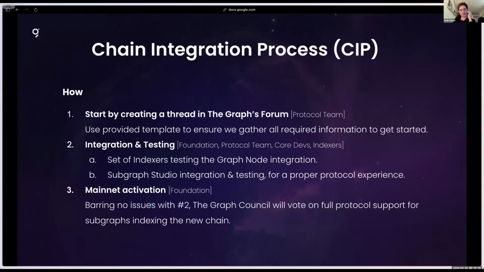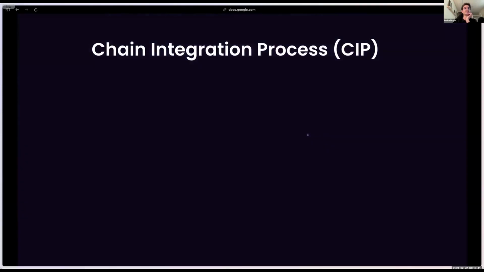And again, this may seem like a lot, but we do help you along the way. And yeah, once we have the Graph Node integration going and working, 80 to 90% of the work will be on us and indexers to get this thing available on the network. So that's the process.